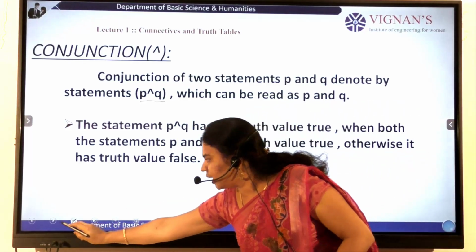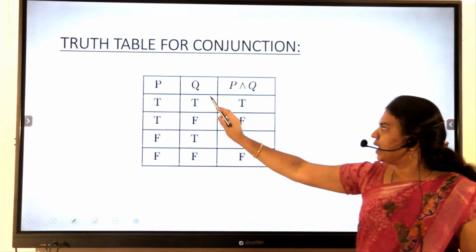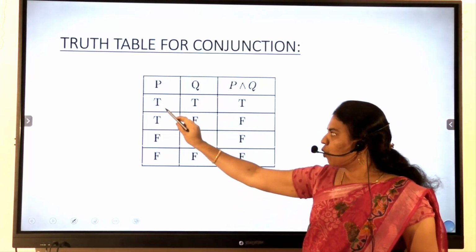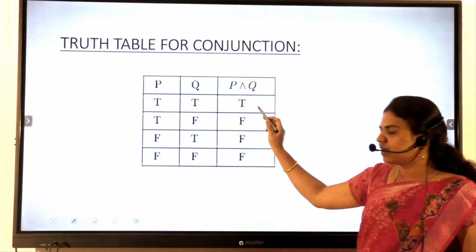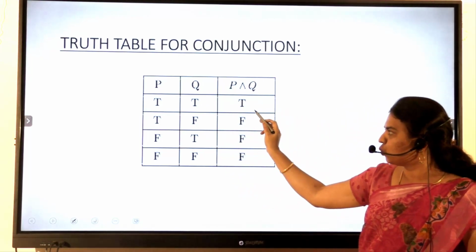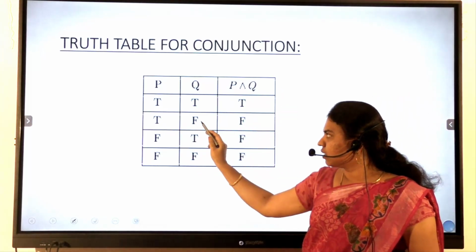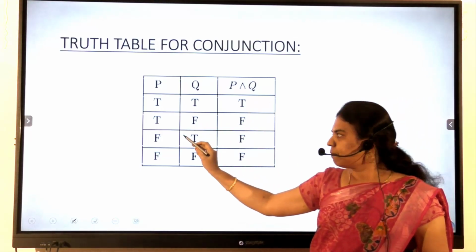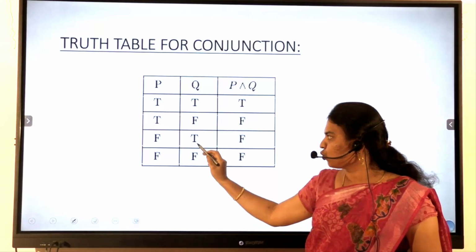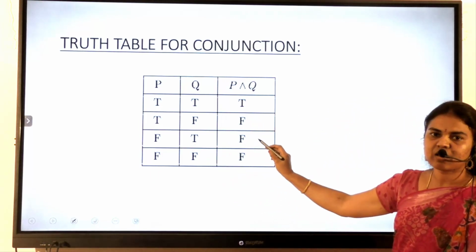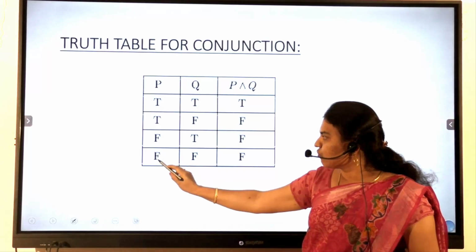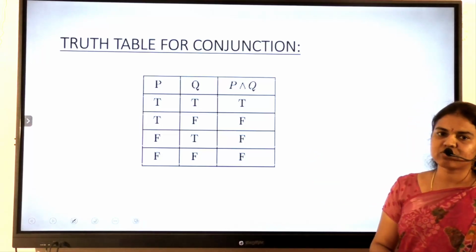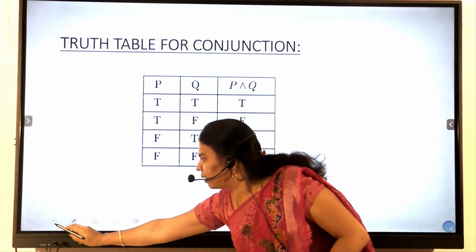Coming to the truth table for P and Q, for two statements we have 4 combinations. If both the statements are true, then the resultant statement P ∧ Q has the truth value true. If P is true and Q is false, then the resultant statement is false. If P is false and Q is true, then P ∧ Q is false. And if P is false and Q is also false, then the resultant statement P ∧ Q is also false.